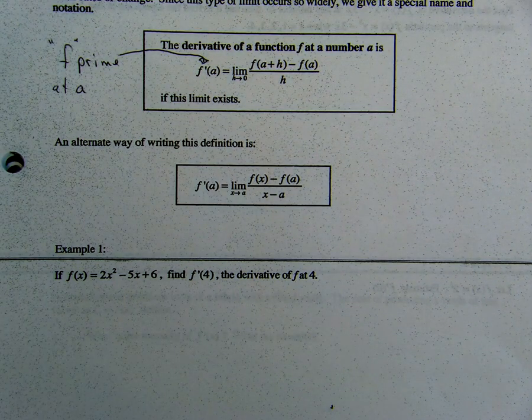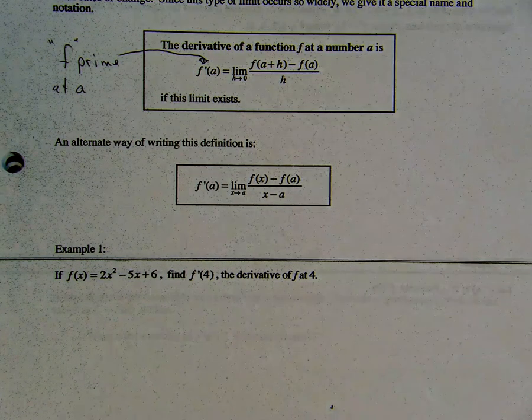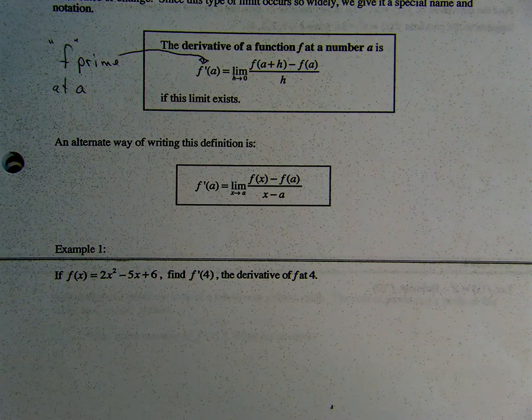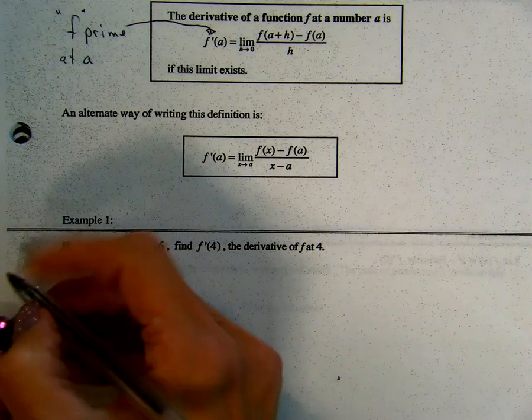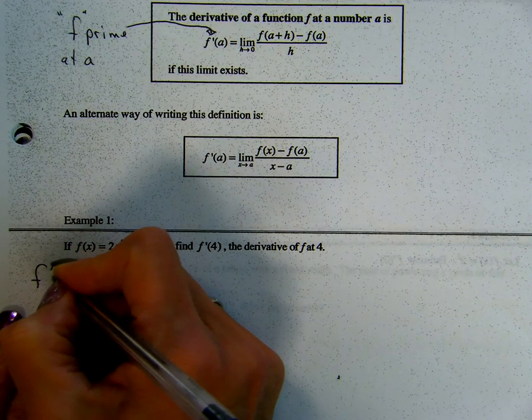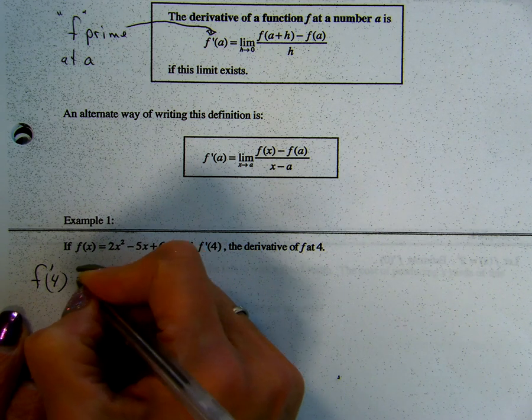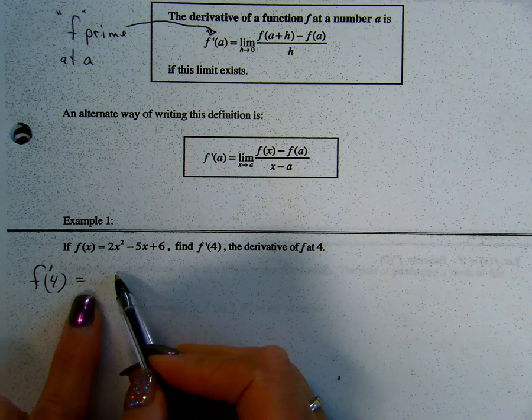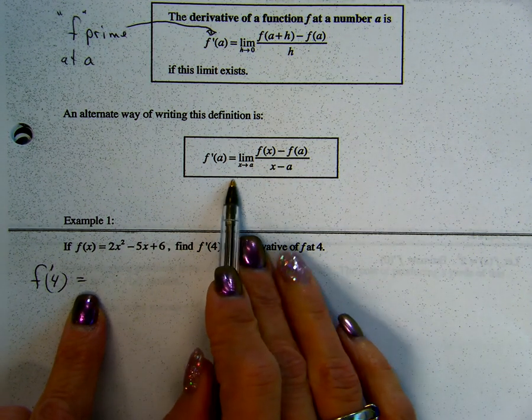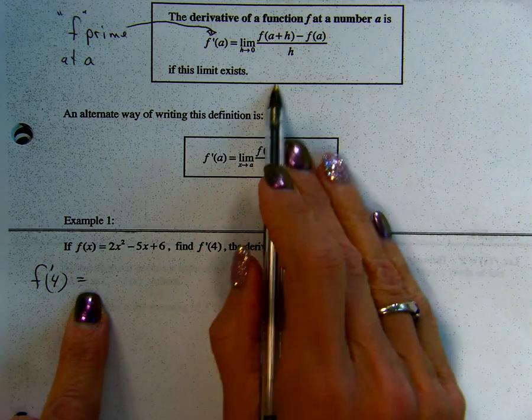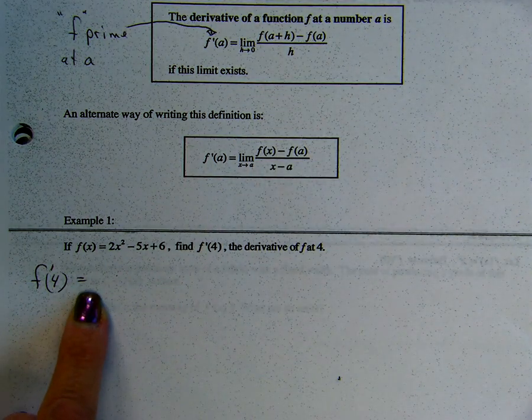So here's an example. If f at x is 2x squared minus 5x plus 6, that polynomial, find f prime at 4. That is, find the derivative of f at 4. So what is f prime at 4? And I think I will use this definition this time, and I'll use this definition for the next example.